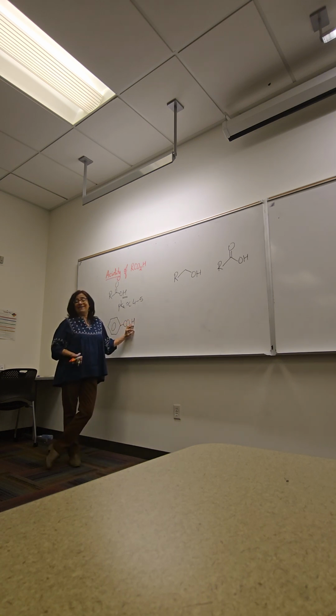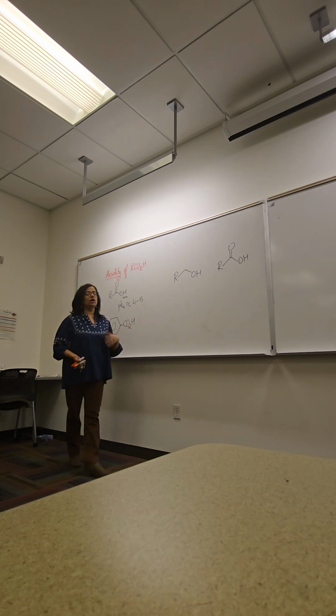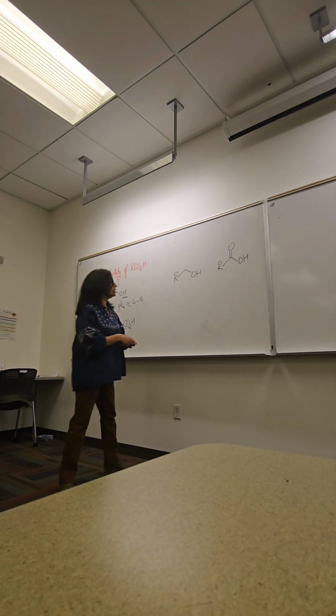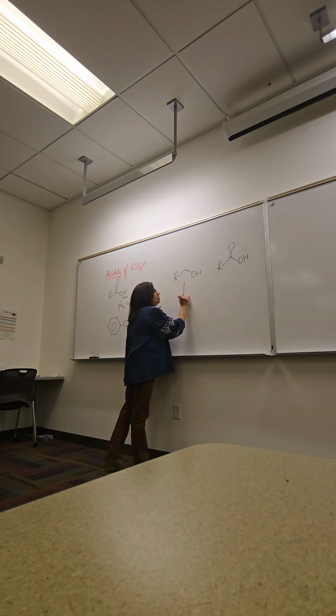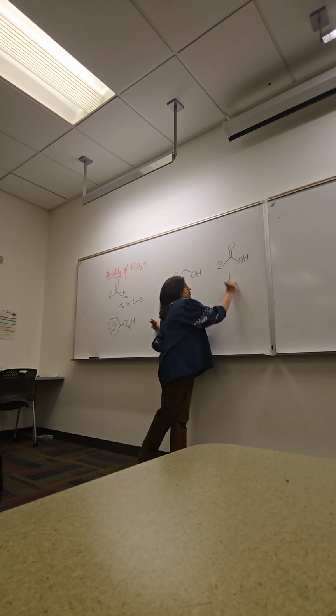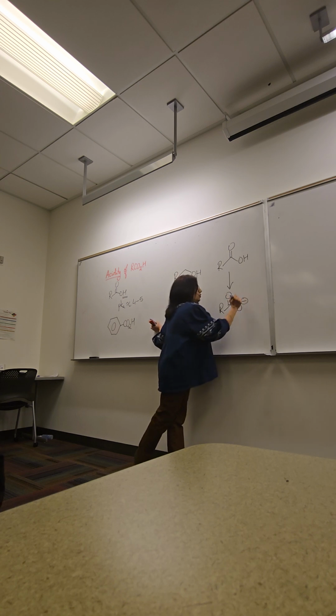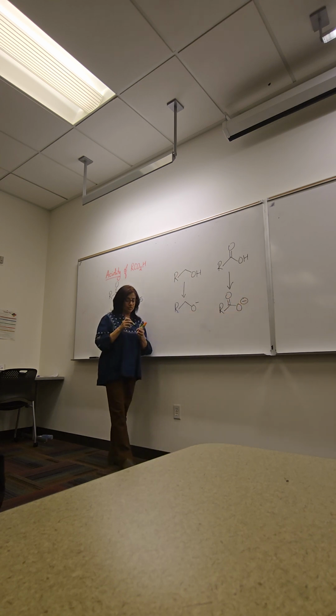Resonance. Resonance of what? Of the conjugate base. You've got to go to the resonance of the conjugate base. What is the conjugate base of an alcohol? An alkoxide. What is the conjugate base of a carboxylic acid? A carboxylate. Exactly. Which of these is more stable?